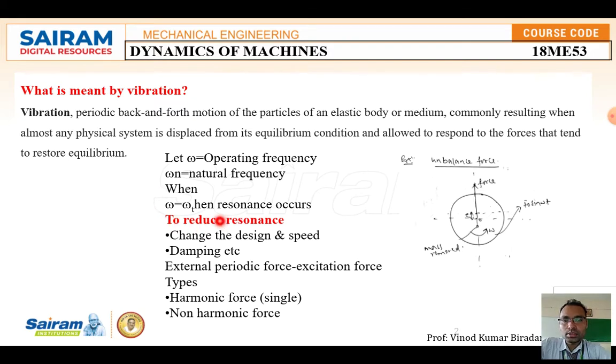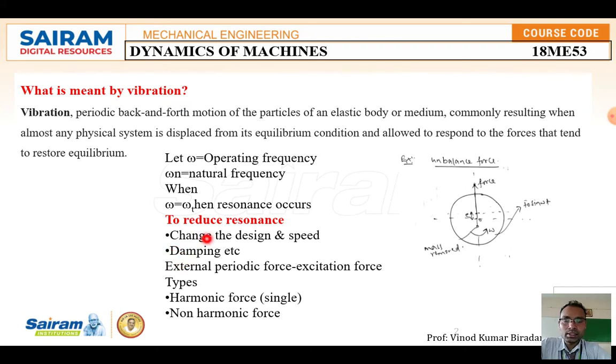How do we reduce resonance in a mechanical component? First, change the design, right at the beginning, so that we eliminate or reduce some amount of vibration and stop resonance. Second, change the operating speed depending upon the component. Third, use some damping material. If you use these three, we reduce the vibration, that is, the resonance.